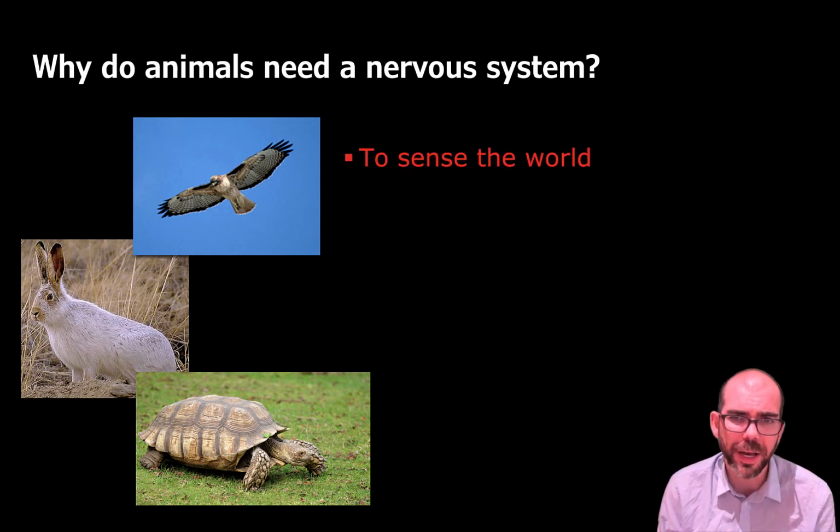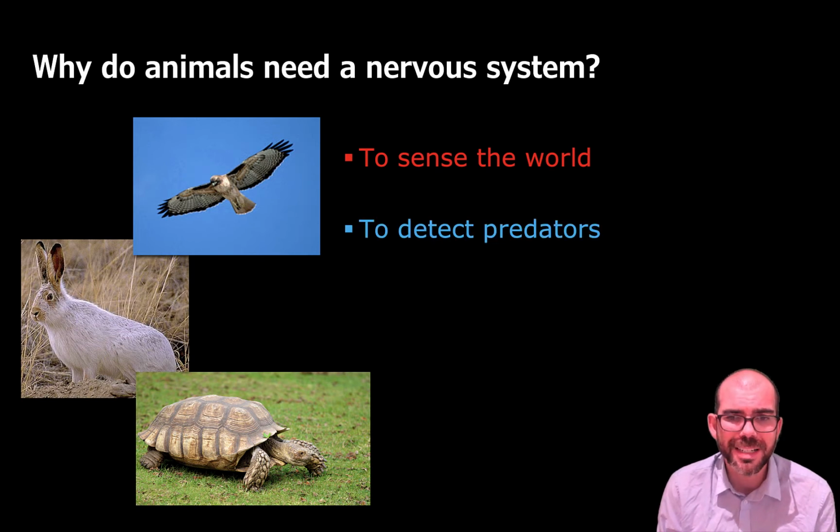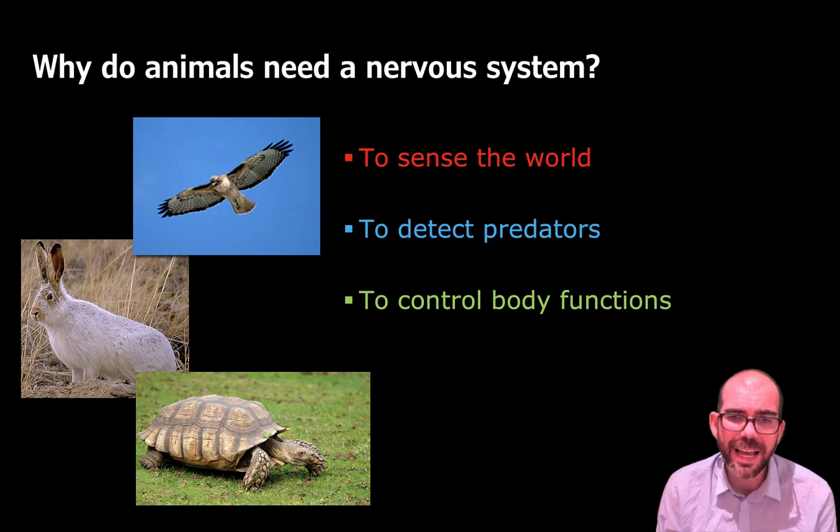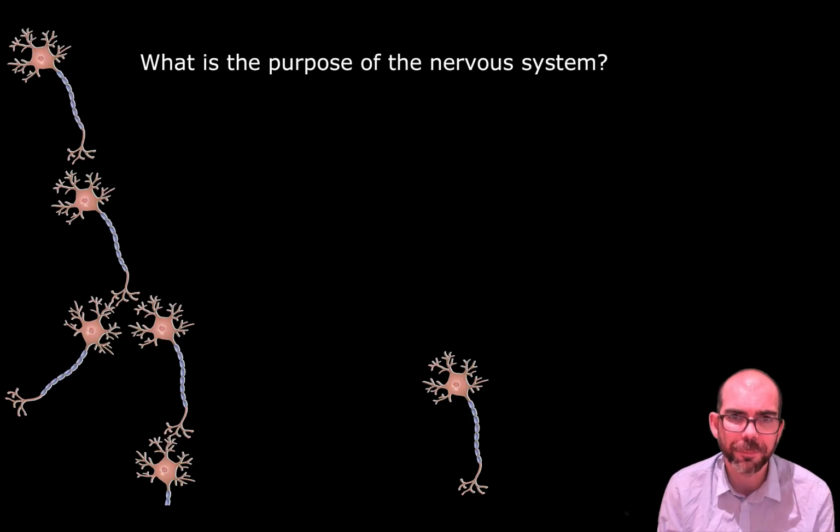What's the whole point? Well, nervous systems are there to help organisms sense the world, to detect predators in the wild, and to control the body's functions. Odds are right now you're breathing, your heart's beating, you're digesting, but you're not consciously aware of any of it. Your nervous system is taking on that role. So how is this going to happen?